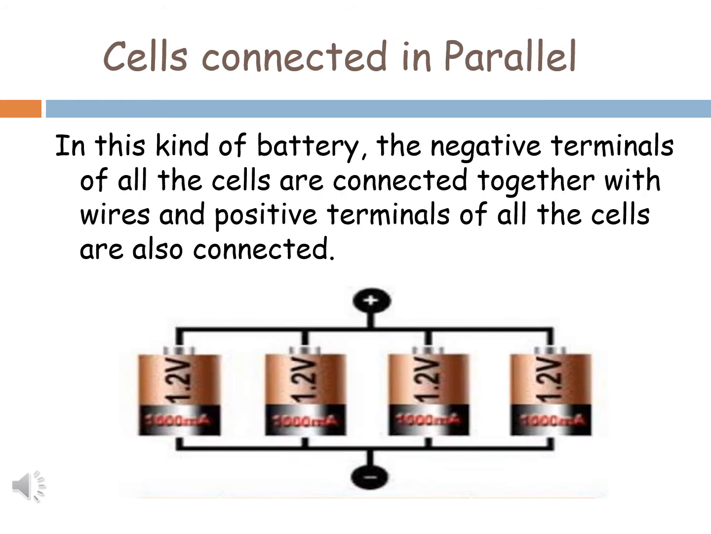Next is cells connected in parallel. When we connect cells in parallel, the negative terminals of all the cells are connected together with the help of wires. And similarly, the positive terminals of all the cells are connected together. So, we can use a cell holder to hold the cells in parallel. This diagram shows cells connected in parallel.